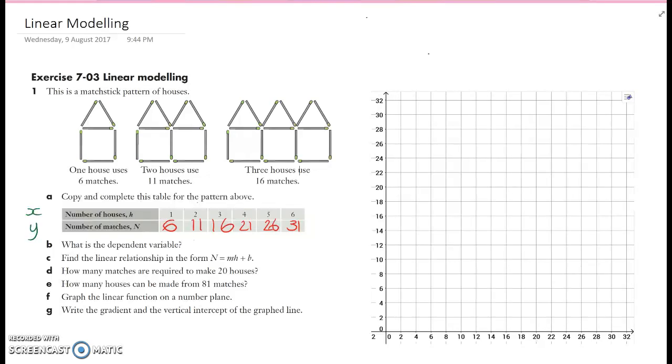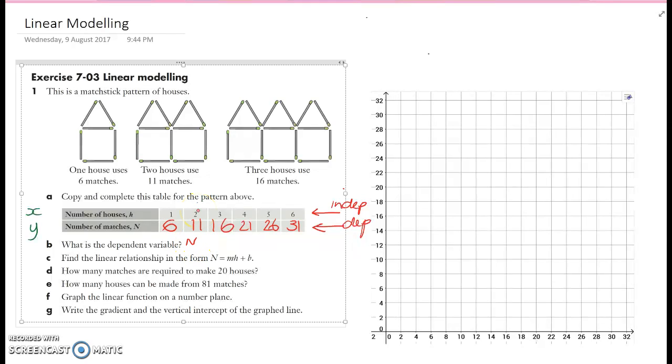What is the dependent variable? Well, this variable depends on this one. So this is the dependent variable. This is the independent variable. So the dependent variable is n.